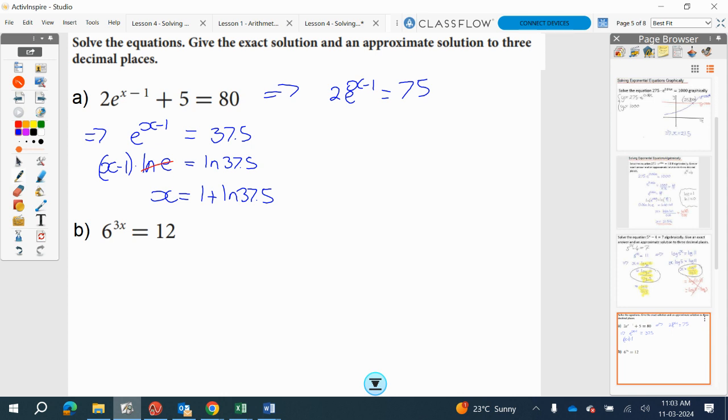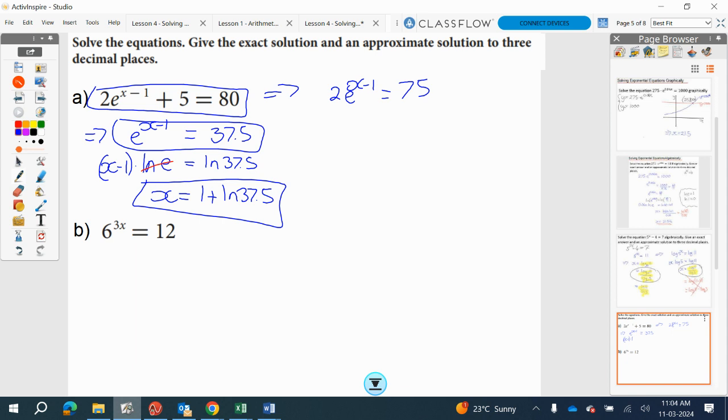Do I need to write x minus 1 in parentheses times ln of e, or can I just write x minus 1? Because ln of e always cancels. You don't need to write it. I'm writing it repeatedly as I drill it into you. But I would be quite happy for you to go from this to this to this. At this level of mathematics, jumping those little steps is perfectly fine.